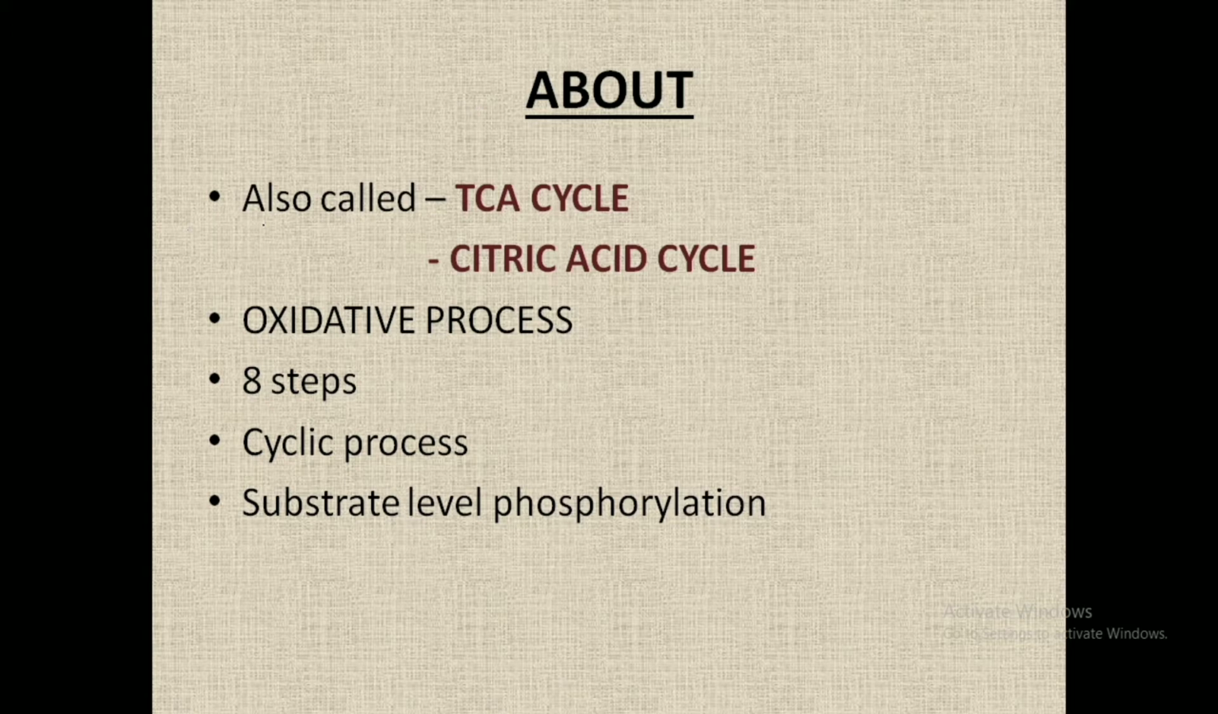First of all, the Krebs cycle is also called the TCA cycle or the tricarboxylic acid cycle, and it is also known as the citric acid cycle because the first product formed in this cycle is citrate. It is an oxidative process, and also it is an 8-step cyclic process. And finally, we have substrate level phosphorylation in this process, that is, we have the formation of ATPs.